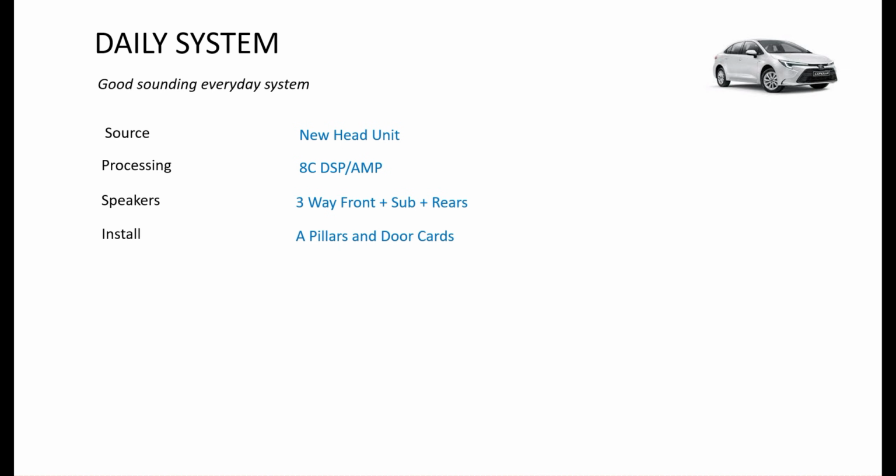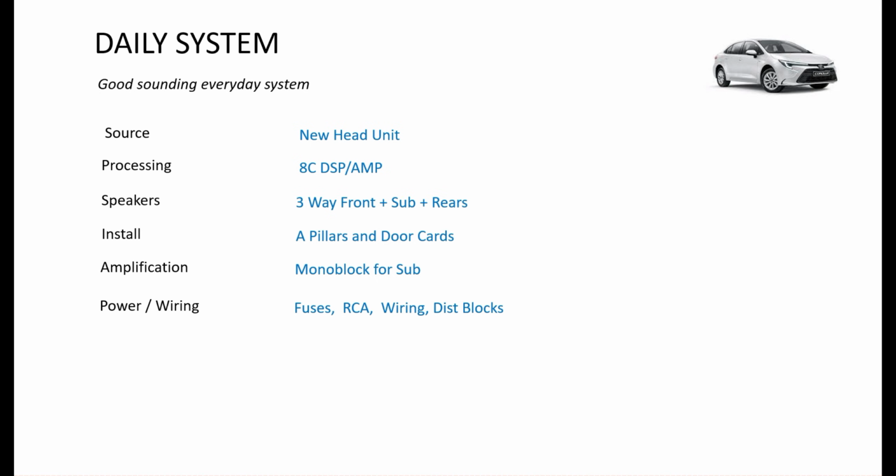Probably the most complicated part of the install is going to be building the A pillars with the tweeters and mids on the A's. And because the DSP is going to be doing all the amplification for the front end and the rear speakers, you're going to need an 8-channel DSP because you've got 2 tweeters, 2 mids, 2 mid bass, and 2 rears, which is 8 speakers. So you need 8 channels plus a channel for the sub, and you're going to need a single channel amplifier or a monoblock for the subwoofer. It doesn't need to be too powerful because you're just looking for a little 10-inch or something for your sub, nothing crazy.